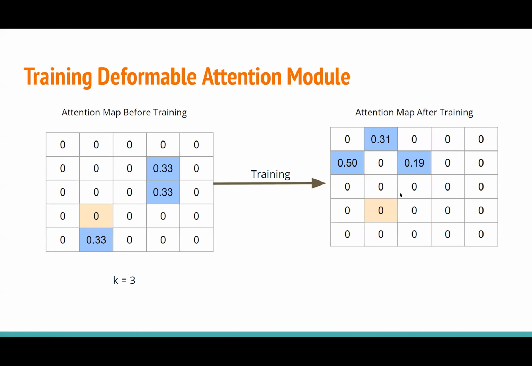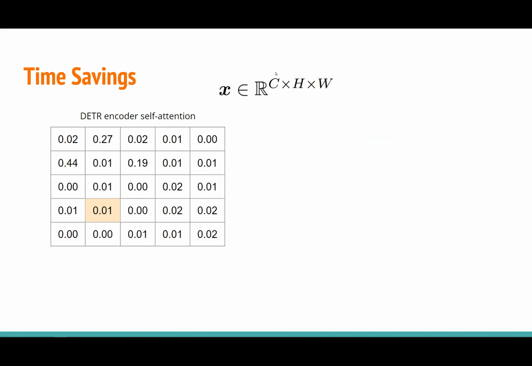So why would we even want to bother with an approach where we're giving up information? Well, in training a model with this approach, all we have to do is learn a few offsets and the weights at those offsets, which results in a great deal of time saving. So for some input feature map with C channels and a height and width of H and W, using the original DETR self-attention, we would have to look at every other spatial location, meaning for one query, we have to check height times width positions.